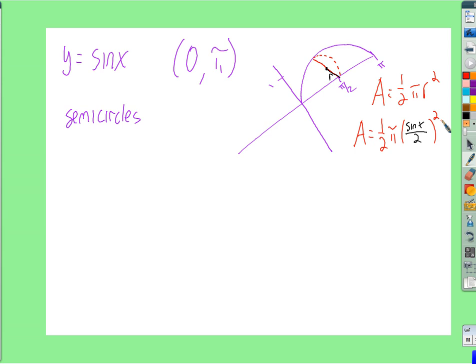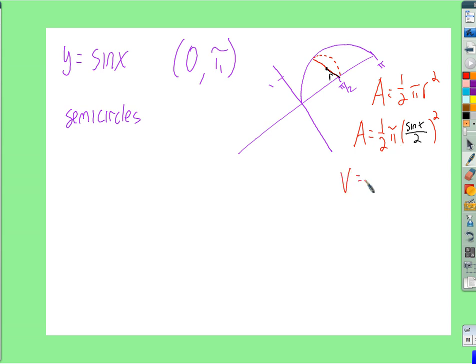Everybody good? Okay. So this is the equation for finding the area of any cross section wherever I go here. I plug that x value into here. It's going to find the y value, the sine of x. It's going to cut it in half. That's the radius. You're going to square it, multiply by 1/2 pi to have the area. Remember what I said before?